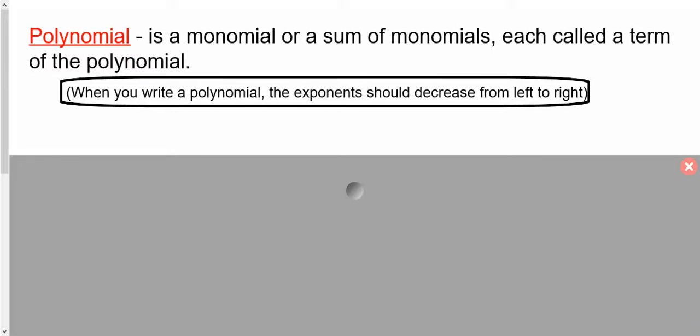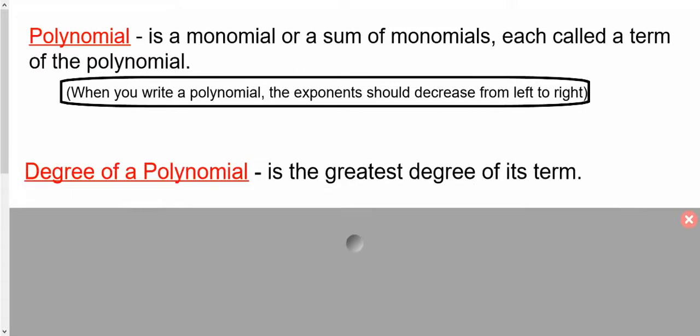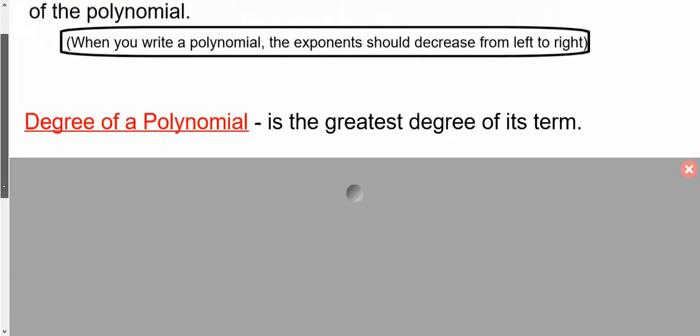Polynomial. This is what I was talking about a little bit earlier with the binomial. It's the sum of monomials, each called a term of the polynomial. When you write a polynomial, the exponents should decrease from left to right. So you're learning a lot of new vocab here. The degree of the polynomial is the greatest degree of its terms. And I'll explain what all this stuff is with some examples here.